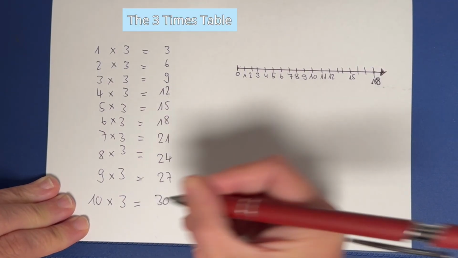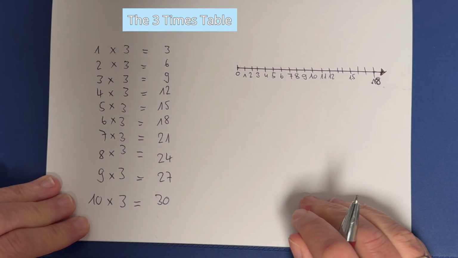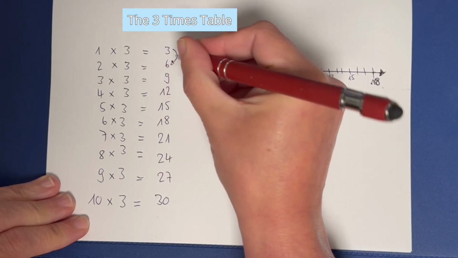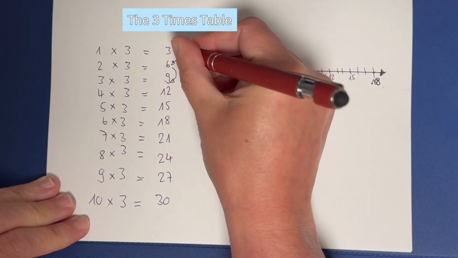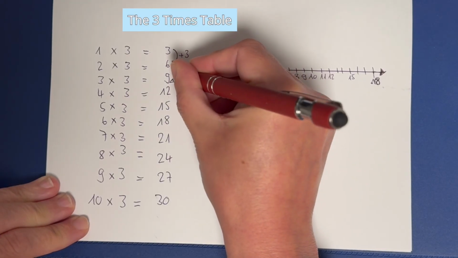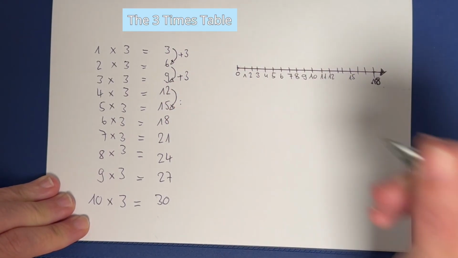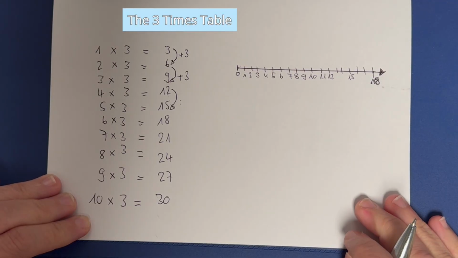Counting by threes. What we can see is this. The 3 times table means that we are counting forward in steps of 3. So we count 3, 6, 9, 12, 15, and so on.